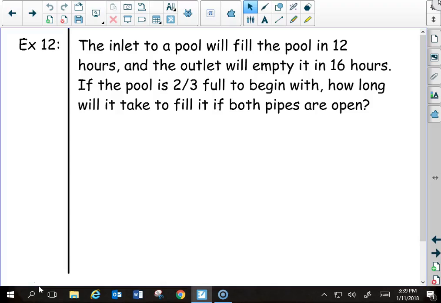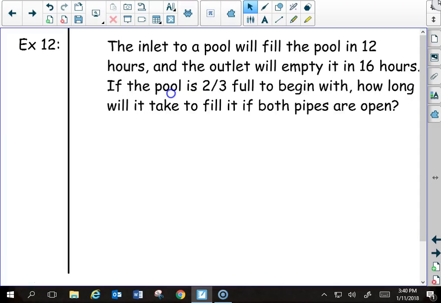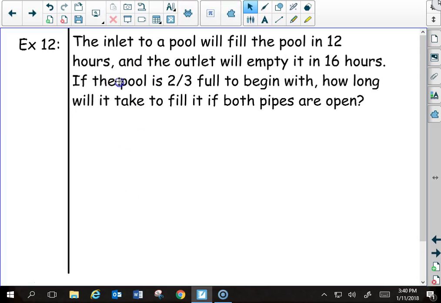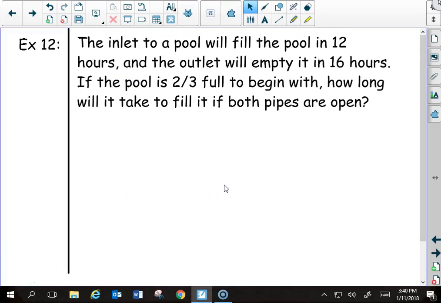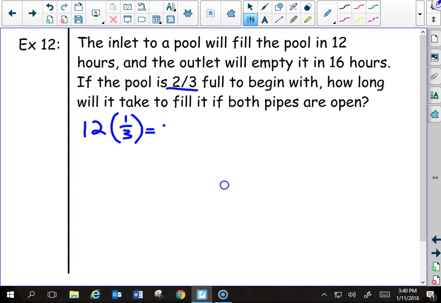All right, so here's the tricky part, and this is why I chose this particular example. Because it's already 2/3 full, we're really interested in how long it's going to take to fill 1/3 of the pool at these rates. So we're going to take the rates and multiply them by 1/3. And 16 by 1/3 is not a very satisfying number. It's just 16 over 3.